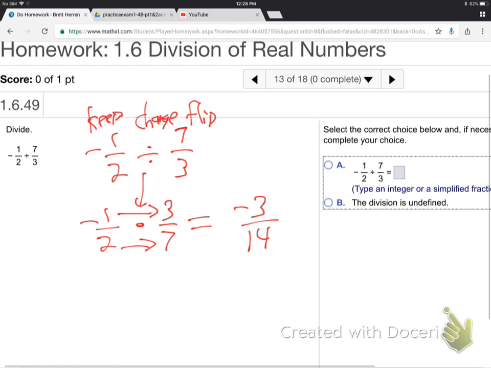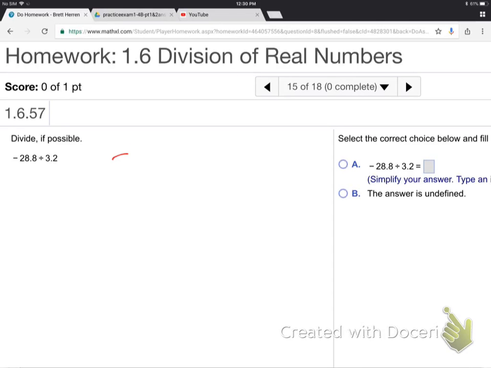Good on that? Questions? All right. If I'm being clear, let me actually slow down on this one. So negative 28.8 divided, that's a divide in the middle there, by 3.2. And they want an answer, right? Simplify your answer. They want an answer.